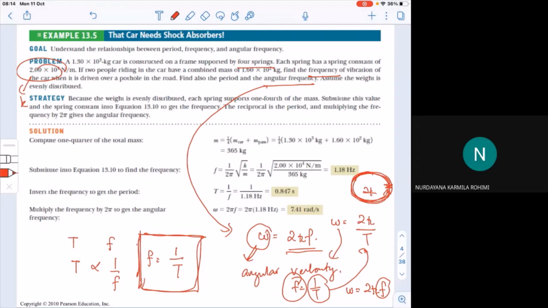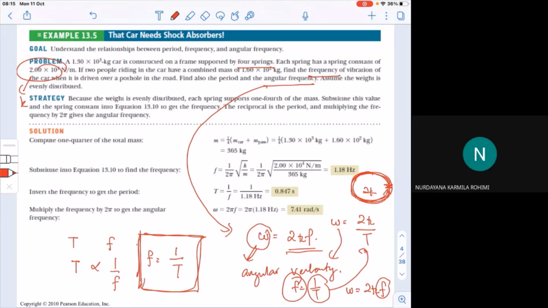That means the motion that repeats itself over and over again. Before this, in the angular velocity, the motion doesn't repeat. It doesn't show any repetitions before this. But in this chapter, the motion is actually repeating itself, and that's why we can note that the angular velocity is also equivalent to angular frequency. So in this case, they want to find the frequency, and after we get the frequency, we can find the period, and after we get the period, we can get the angular frequency.